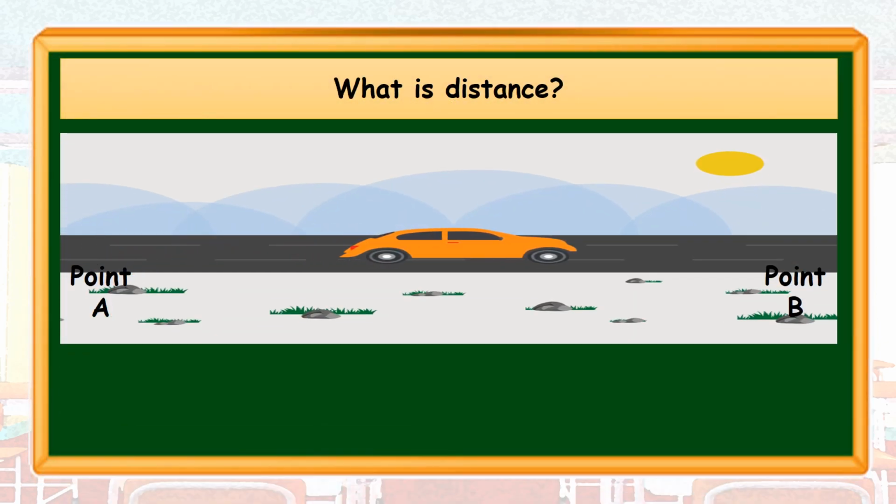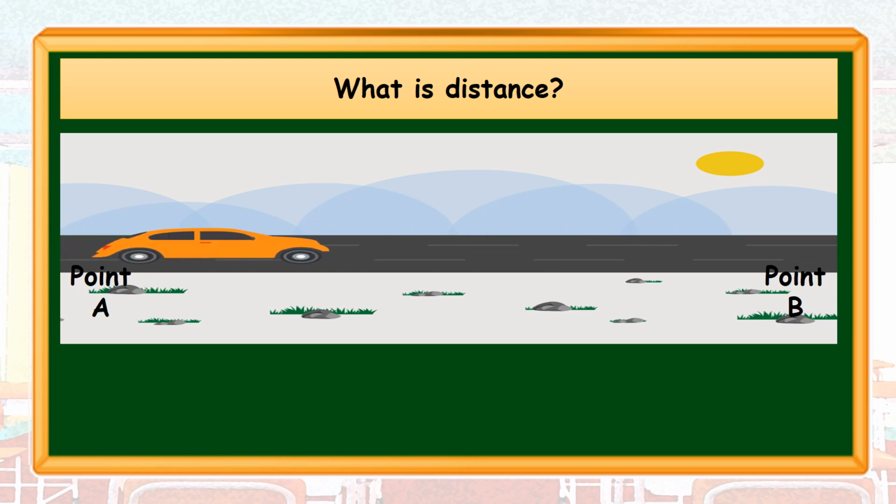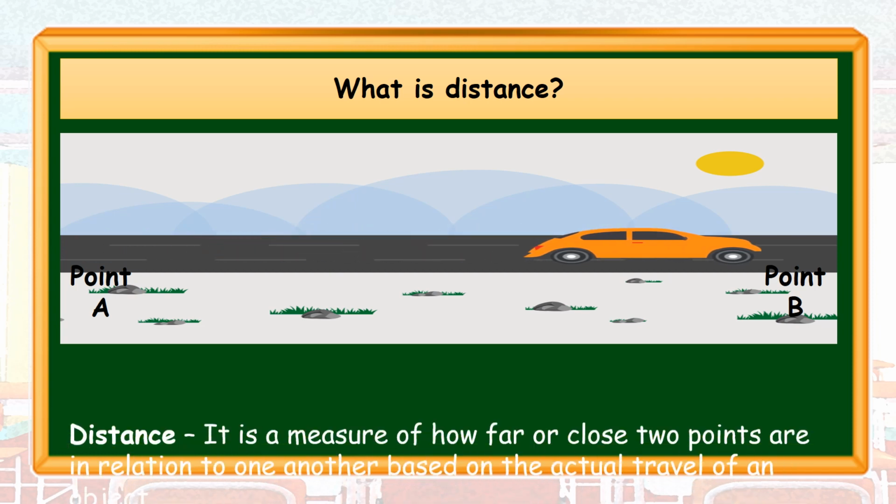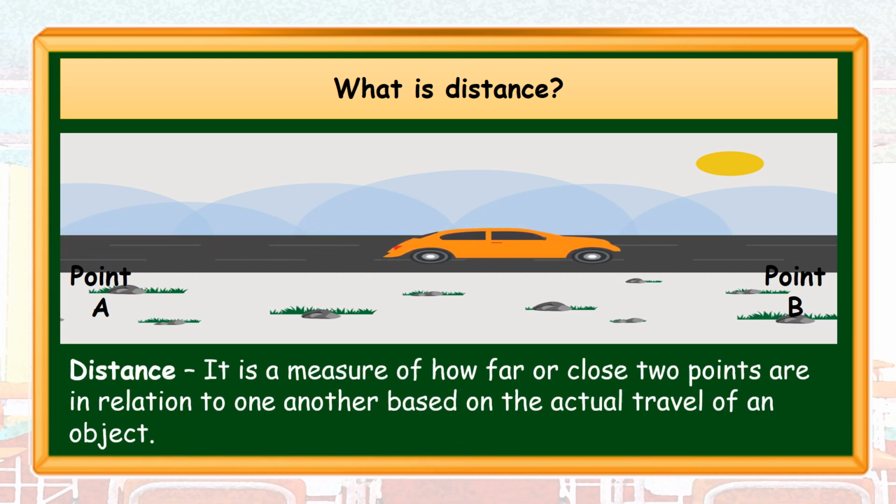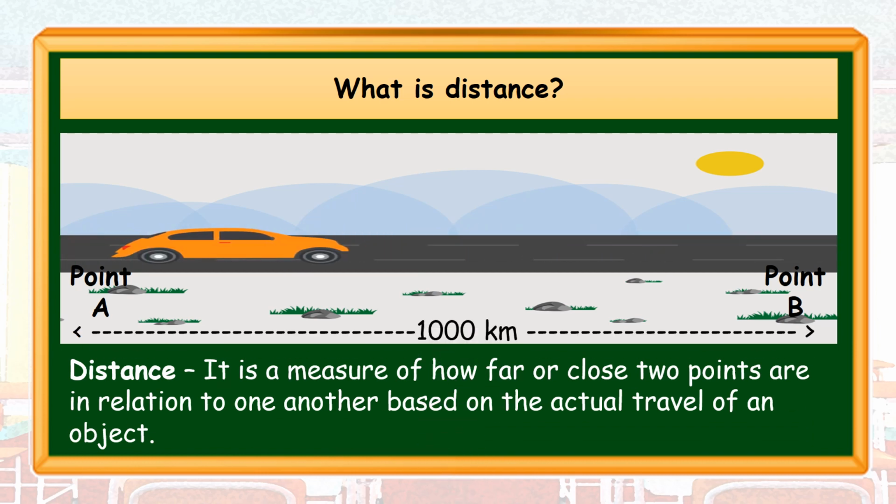Look at the moving car. Can you tell something about it? Yes, you're correct. The car is moving from point A to point B. Based on our previous lesson, we defined distance as the measure of how far or close two points are in relation to one another based on the actual travel of an object. From the picture, let's say that the car traveled about 1,000 kilometers from point A to point B. This means that the distance from point A to point B is 1,000 kilometers.